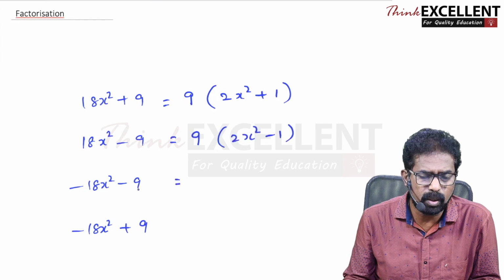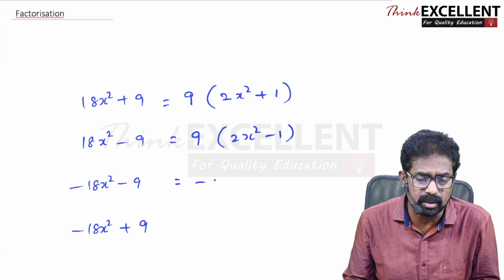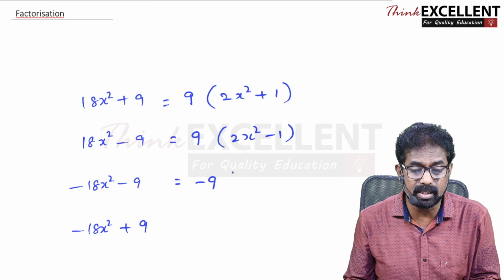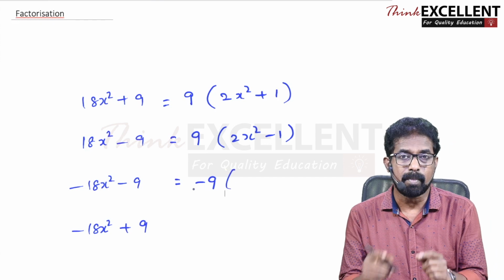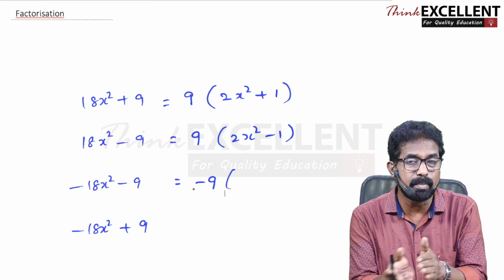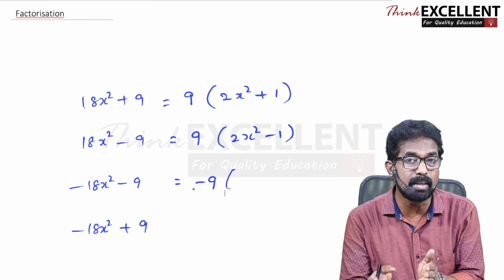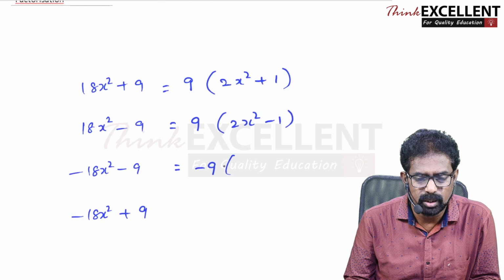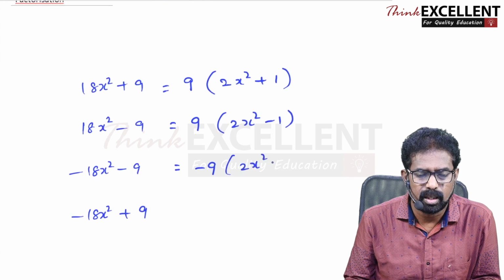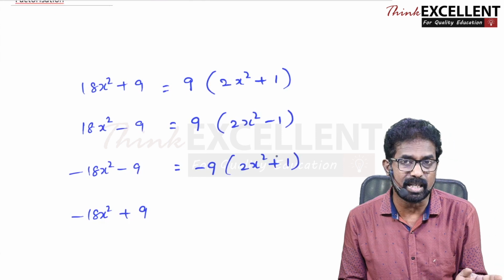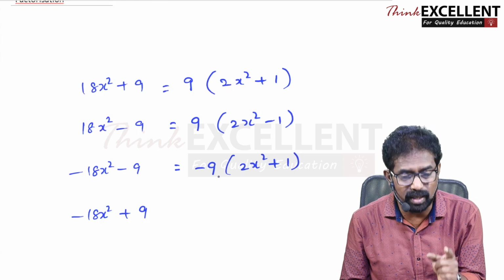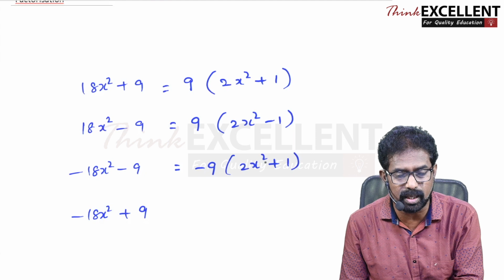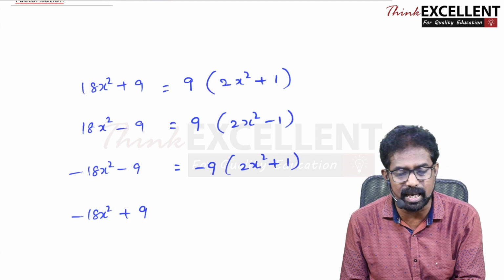The next one, I want to take minus 9 outside because the first term is negative. I'm taking minus outside, 9 also I'm taking. Minus 9. Please listen very carefully. Minus is common in both. I'm taking minus outside. Now both the terms will become plus, right? 9 also we are taking. So what's the remaining? You get 2x square plus 1, because minus we have taken out. If you have a doubt, please multiply and see. Minus 9 into 2 is minus 18x square, plus, minus into minus is plus, 9 into 1 is 9.